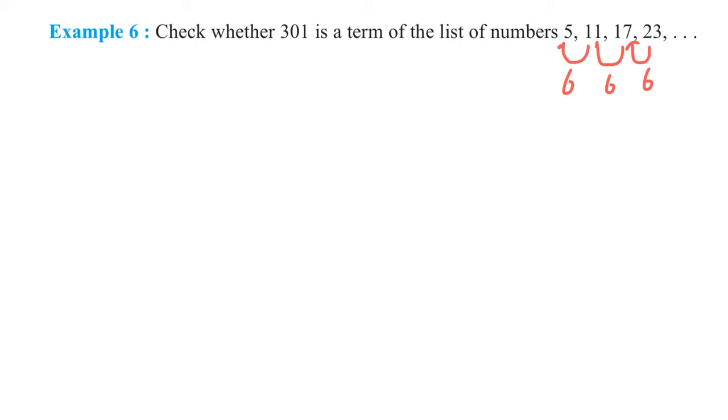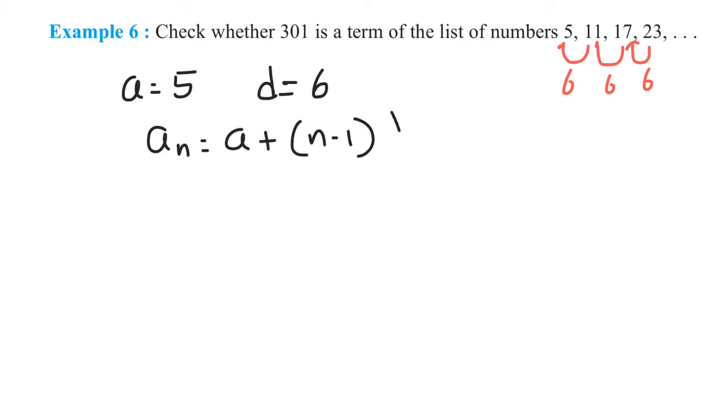So discovering that, we now can move easily. So what is the first term over here? 5. What is the common difference? We found out to be 6. And what is the formula to find the nth term of an arithmetic progression? an equal to a plus n minus 1 times d. Check whether 301 is a term. So we are finding out 301. We are finding n over here. So over here we know that an is 301. What we need to find out is to which term does this belong.